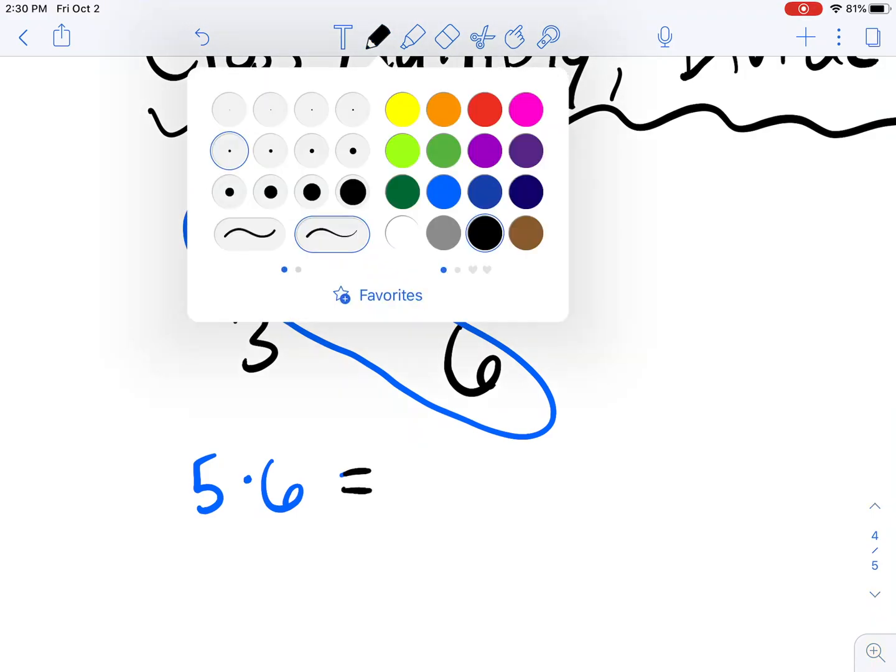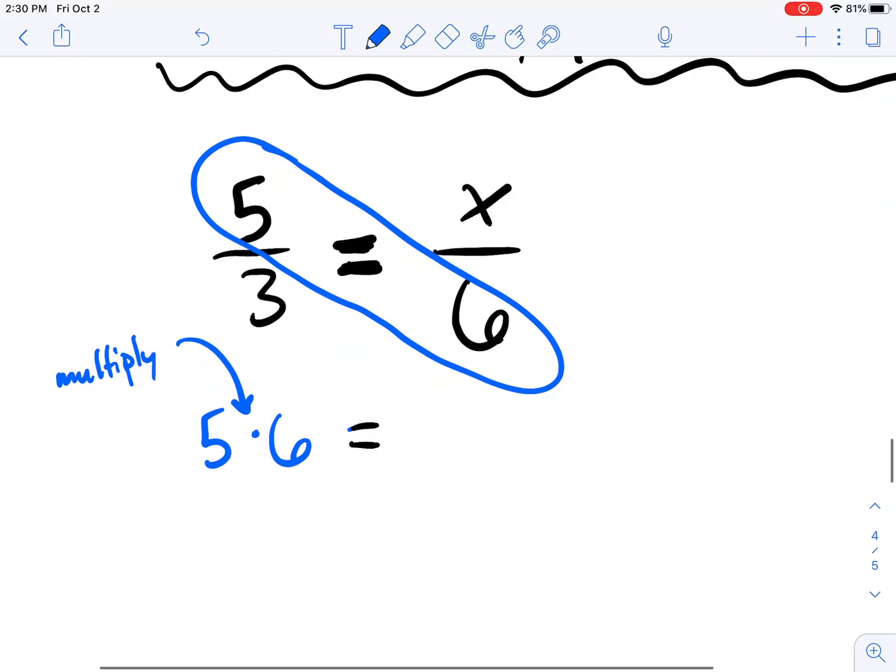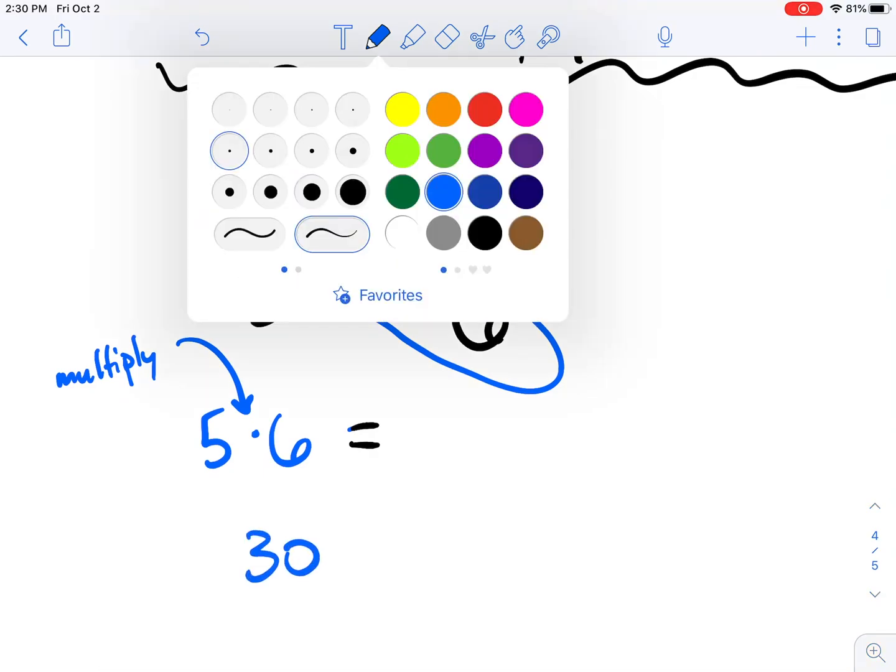In case you don't know, this floating little dot means multiply. And I don't want to use an x for multiply, because we have an x right here in the problem. So it gets really confusing. So I like to use that little floating dot to mean multiply. And 5 times 6 is 30, okay? So I just did that part.